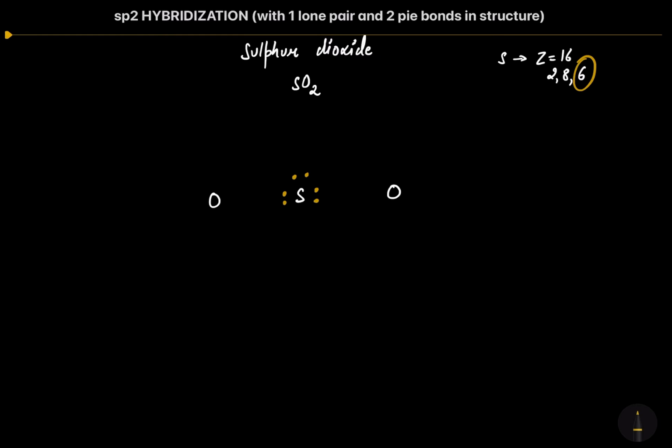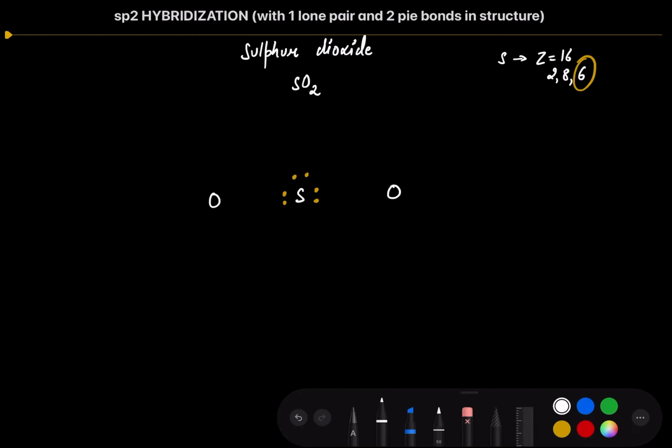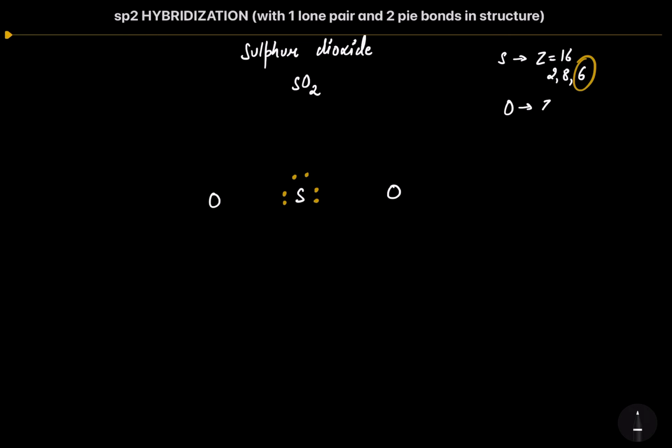Now let's talk about the oxygen. The atomic number of oxygen is 8, so the configuration will be 2, 6. Here also the valence electrons are 6. That means oxygen has 6 electrons in its valence shell: first, second, third, fourth, fifth, sixth. Now let's draw the Lewis structure of the second oxygen: first, second, third, fourth, fifth and sixth.